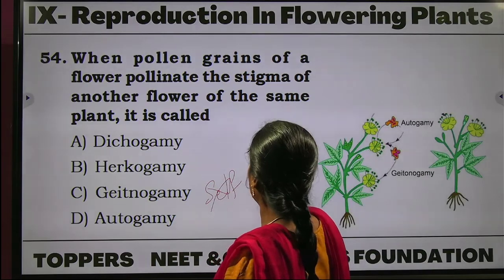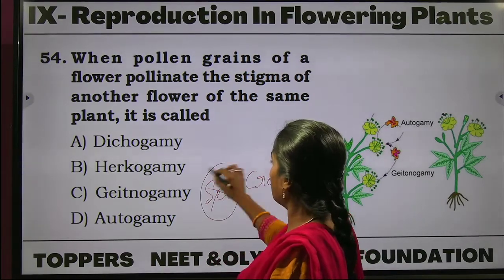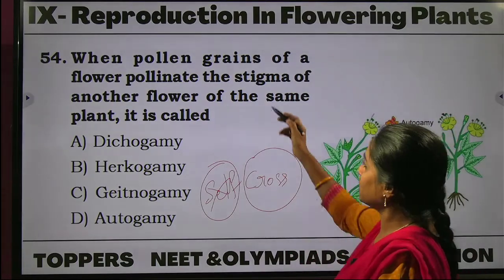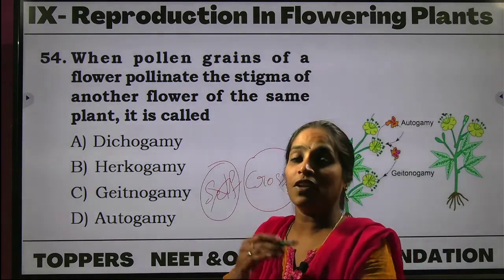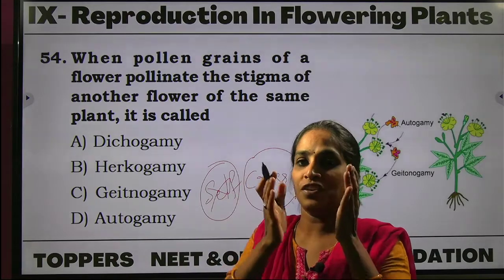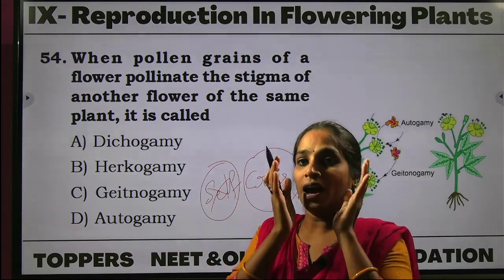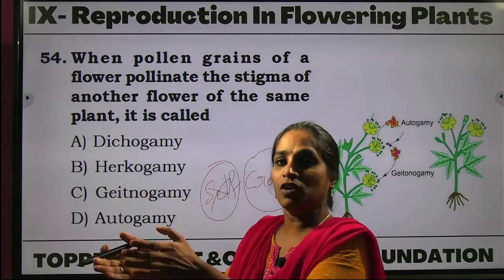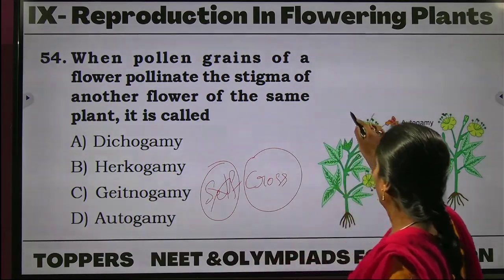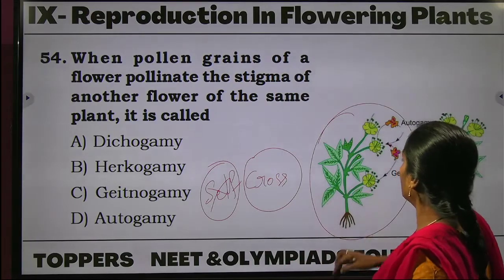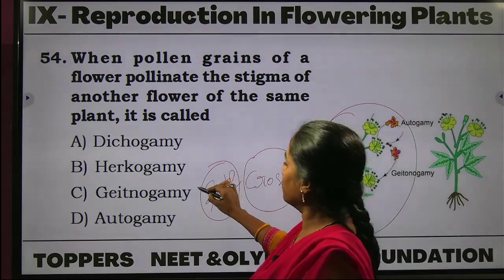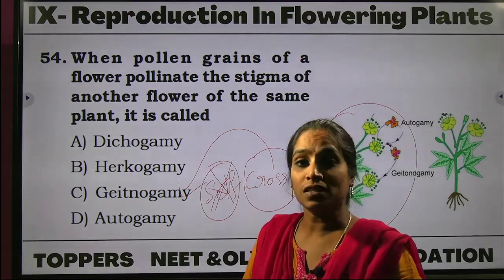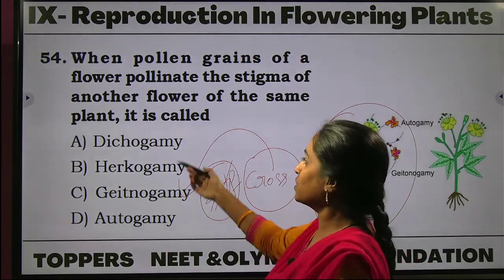There is a chance of self pollination, but here the cross pollination can be seen within the same plant, though the flower will be different. The pollen grain is transferring from the anther of one flower towards the stigma of another flower, but the plant is the same. So this geitonogamy is functionally cross pollination and it avoids self pollination. And what is dichogamy?